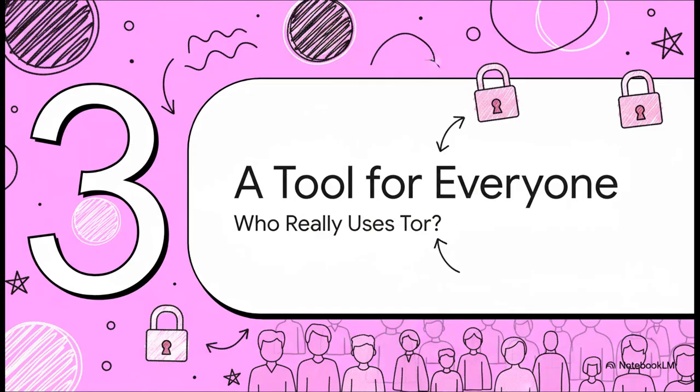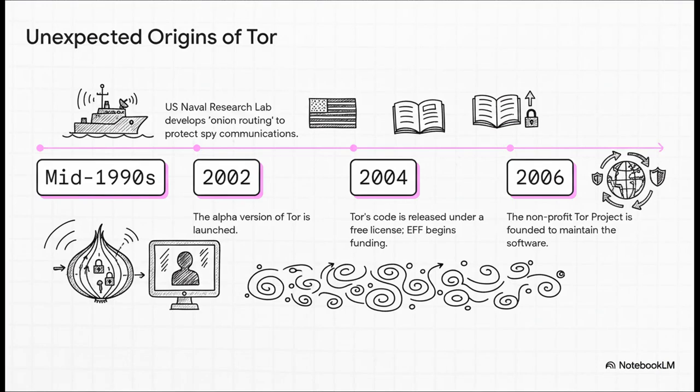Okay, so who's actually using this thing? I think the answer is going to surprise you. It's a way more diverse crowd than the stereotypes would have you believe. And this is where the story takes a huge twist. Tor wasn't dreamt up by some hacker in a dark basement. No way. The core idea, onion routing, was actually developed back in the 90s by the U.S. Naval Research Lab. Yeah, the U.S. government. They wanted it to protect their own intelligence communications. It wasn't until later that it was released to the public and became the nonprofit Tor project we know today.